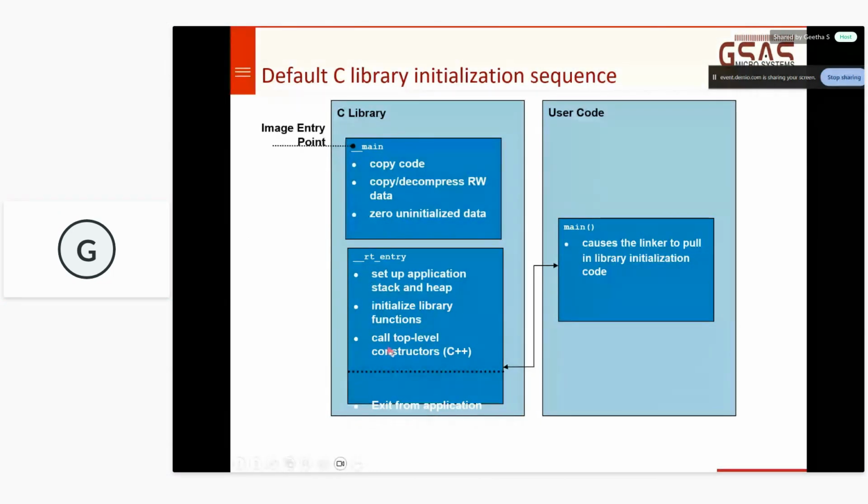From RT entry, it goes to the main function. And from the main function, you always write return. When you give return, it exits from the application and comes back to the C library. This is how it's a closed loop.